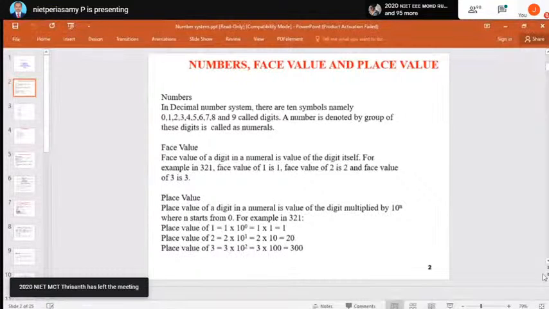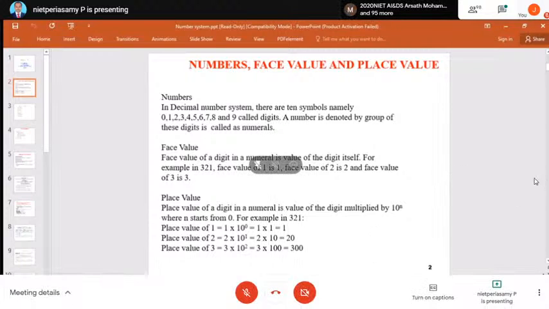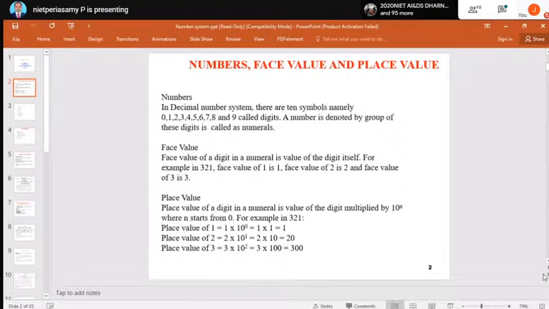Similarly, the place value of 2 is 2 into 10 power 1. That is 2 into 10 equal to 20. The place value of 3 is 3 into 10 square, which is 3 into 100 equal to 300. The place value of 3 is 300, the place value of 2 is 20, and the place value of 1 is 1. So in this way we can find out the place value of any numeral.